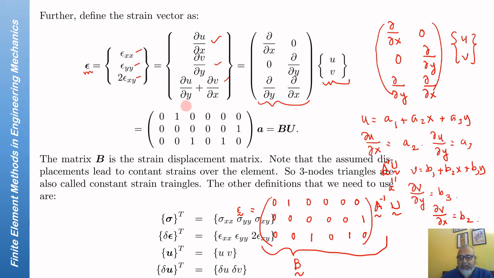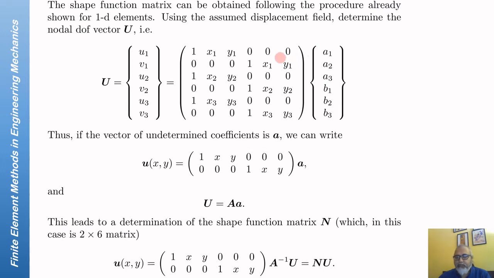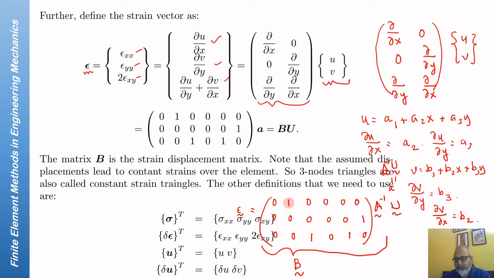So our B matrix is a constant matrix. Remember, A is a matrix which depends on the nodal coordinates, so it doesn't depend on x and y. It's a constant matrix. And then here also we have a constant matrix, which comes from the fact that our assumed displacements were linear functions of x and y. And that's why this matrix that we get here is a constant.